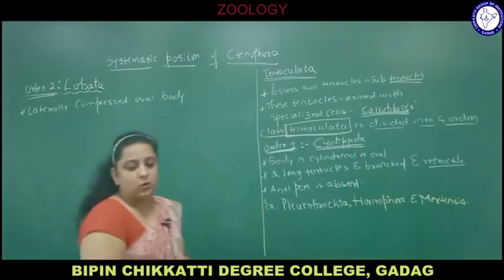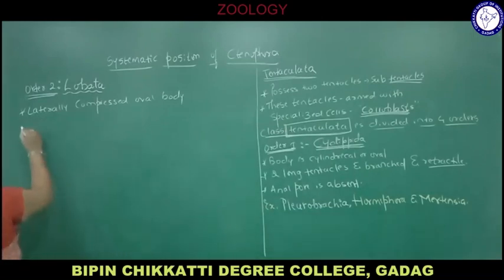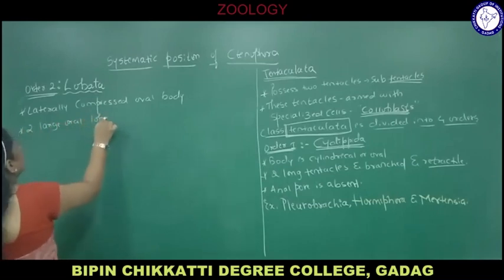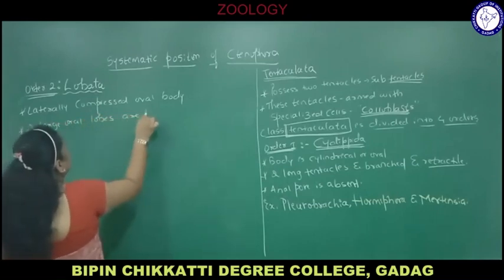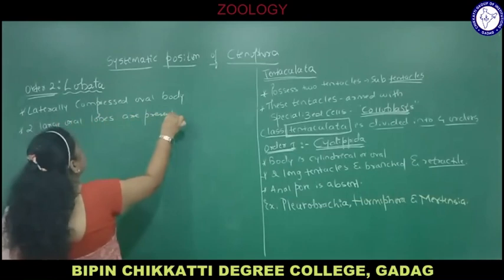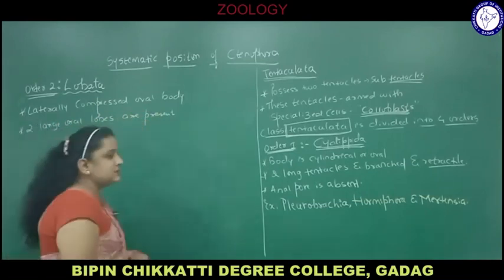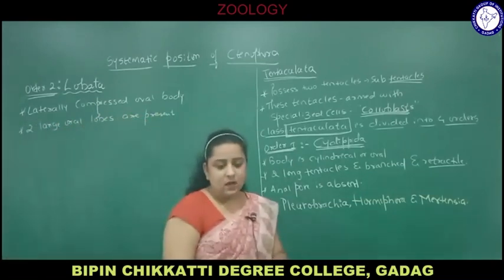2 large oral lobes are present. What do you mean oral? Oral means it is related to mouth, it acts like a mouth.